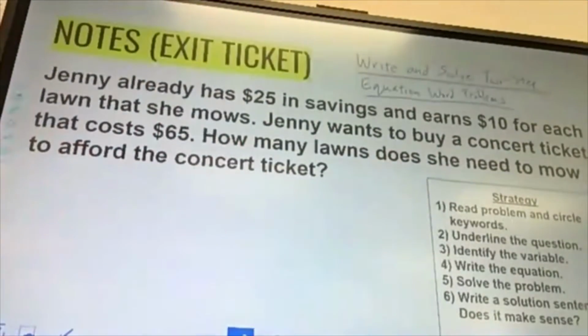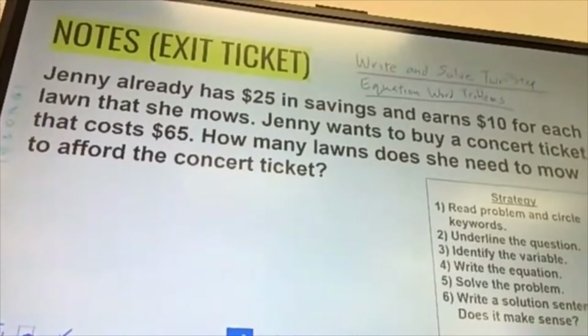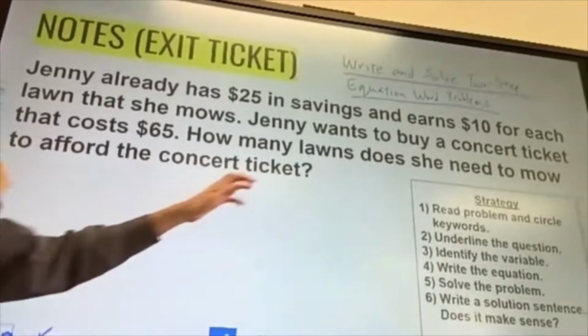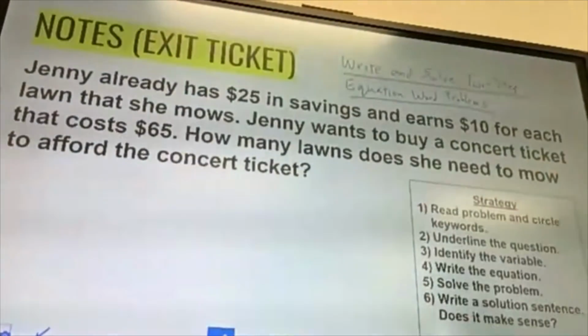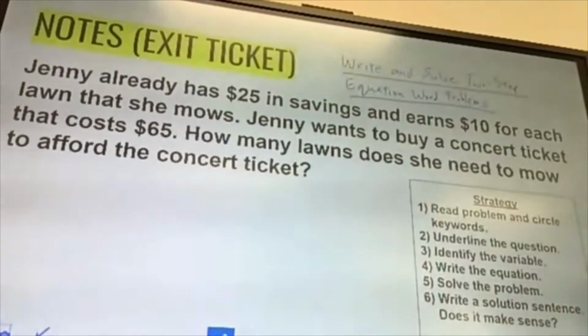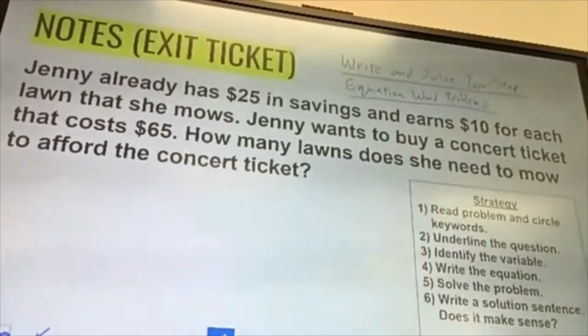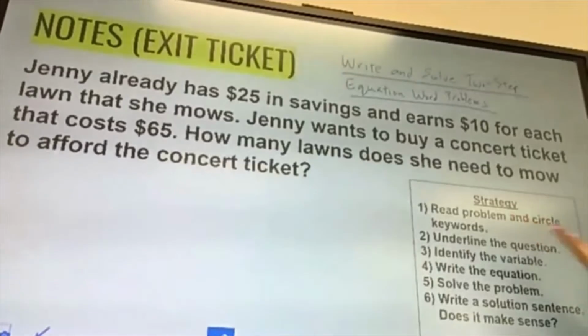So whenever we have a word problem, we always want to use some of these strategies to help you out with tackling word problems, which can be challenging for some students because it's combining literacy and math together. So strategy number 1, you obviously have to read the problem to do the problem, right? So once you read the problem, you want to start circling keywords that you see in the problem to give you ideas on what type of problem it is.